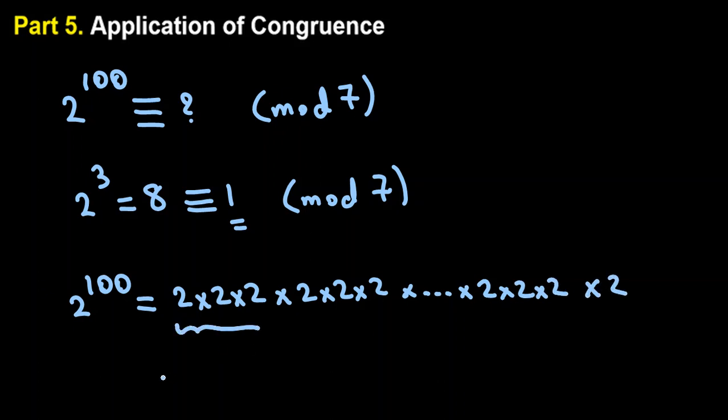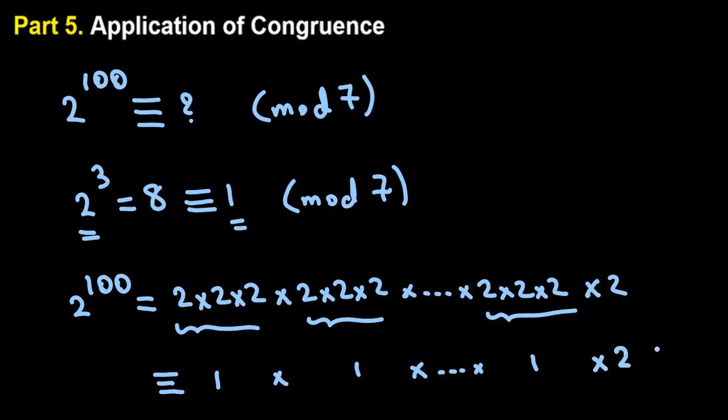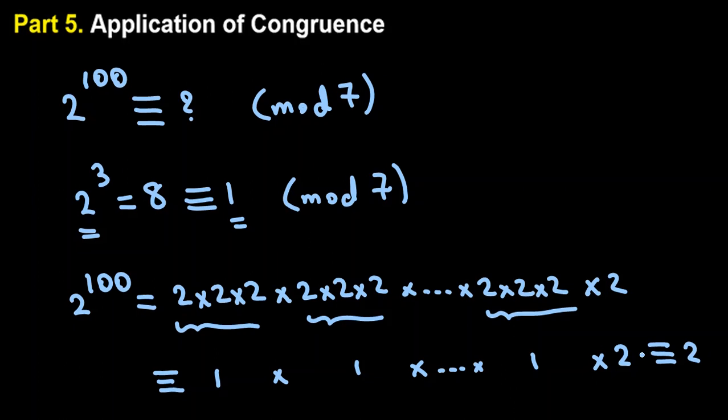So it is congruent to what? This one is congruent to 1, this one is 1, each of them, because 2 cubed is congruent to 1. The remainder is 1, and then times 2. So the answer is 2.